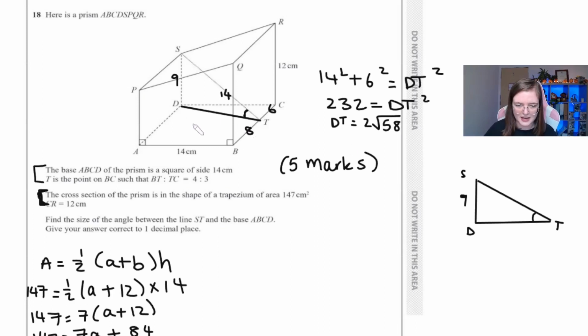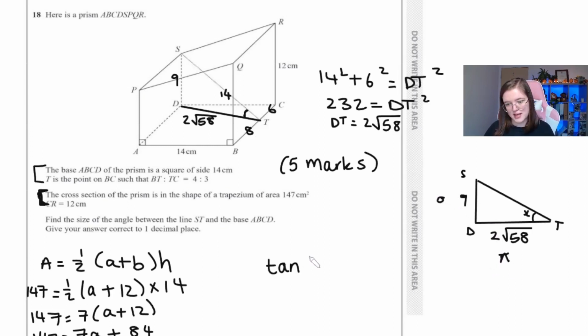Then I know that this length down here is 2 root 58, which means that this length down here is 2 root 58. Okay, and now it's SOHCAHTOA time, isn't it? So that is opposite. This down here is adjacent. That's what I'm trying to find. So I'm going to use TOA, tan, because I have O and A. So then it's tan of x is equal to O over A, O being 9 and A being 2 root 58. And to get x on its own, I have to inverse tan.